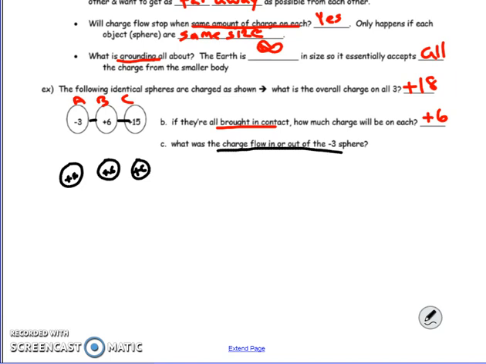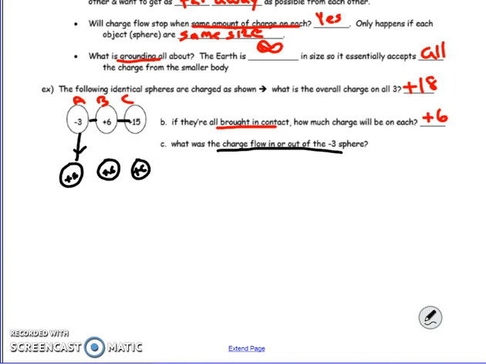So now we can ask, what was the charge flow for the -3 sphere? All right, so what I'm talking about here is this A started as -3 and it became +6. So how did that physically happen? Well, there's 2 ways we could answer that. It became much more positive, so the common sense would say we just added a bunch of positives.